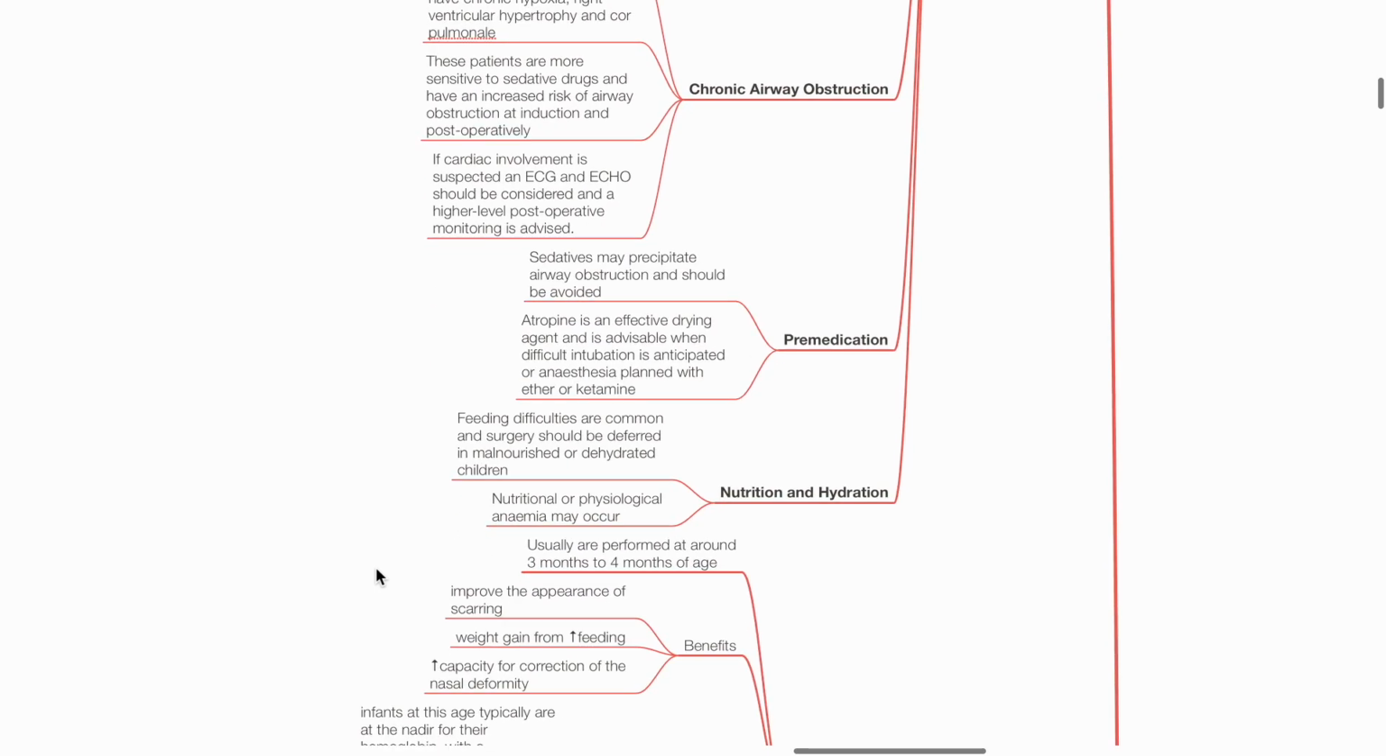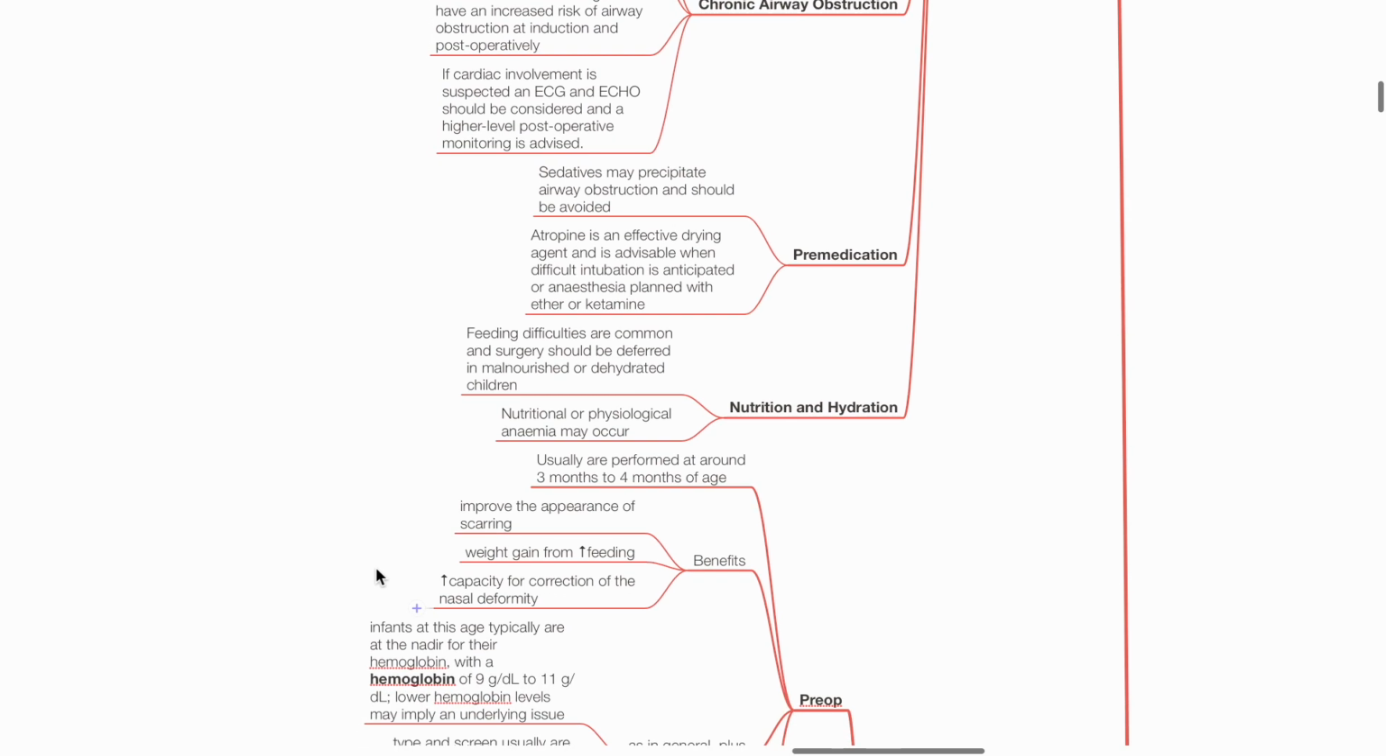Pre-medication. Sedatives may precipitate airway obstruction and should be avoided. Anticholinergics, if not contraindicated, are helpful in reducing secretions which may facilitate intubation and also counter the hypersecretory effects of ketamine when used. Nutrition and hydration. Feeding difficulties are common. Surgery should be deferred in malnourished and dehydrated children. Nutritional or physiological anemia may be present.